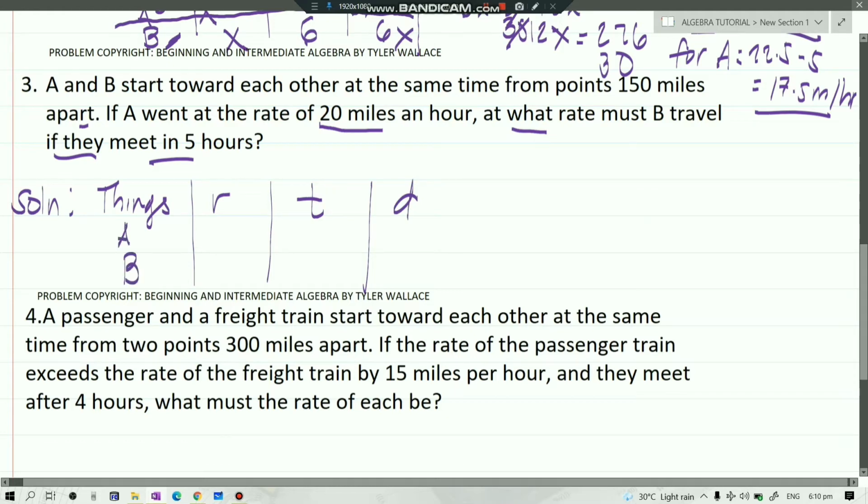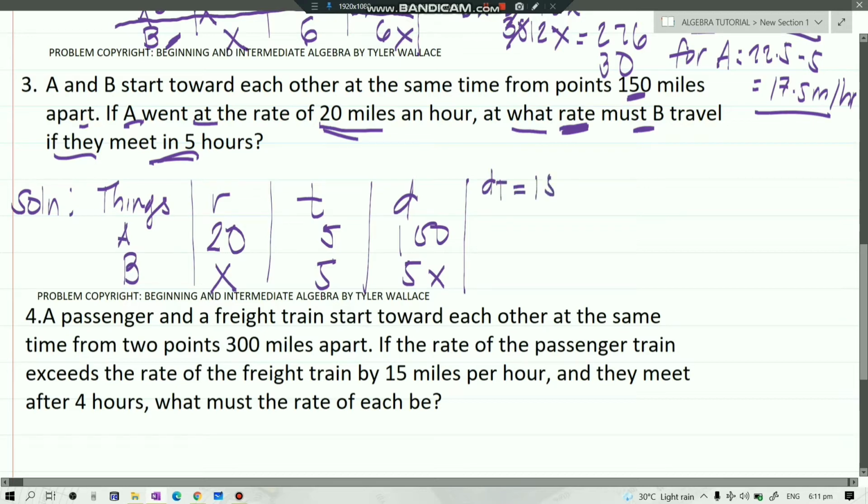So, analyze natin yung rate nila. If A went at a rate of 20 miles, okay, so siya yung rate ni A. Then, ang question dito, at what rate must B travel if they meet in 5 hours? So, ang nawawala is x, which is yung rate ni B. Okay? Then, given naman na yung time, which is 5 and 5. So, to get the total distance, that is 100 and 5x. And, meron kang total distance na 150.